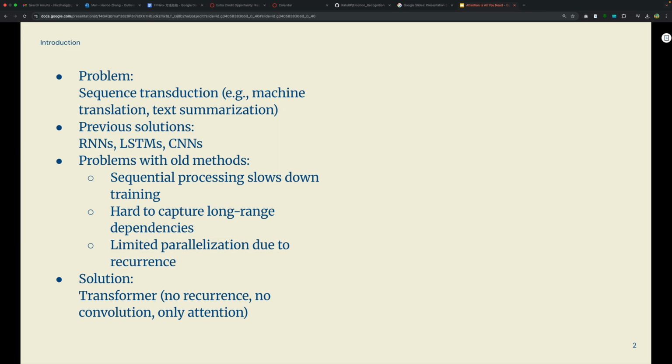In 2017, Vaswani and his collaborators proposed the transformer architecture in their paper, Attention is All You Need. This model completely removed recurrence from the design and instead relies entirely on self-attention mechanisms. This innovation not only allowed for better modeling of long-range dependencies, but also made the architecture highly parallelizable, significantly improving training efficiency.